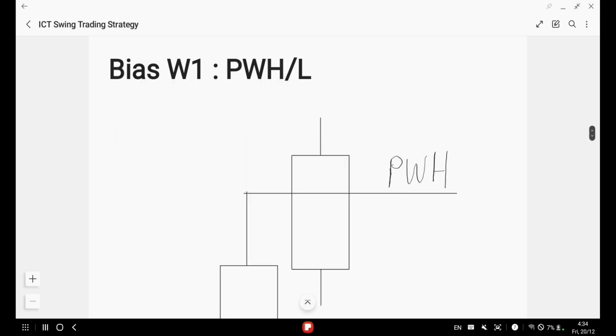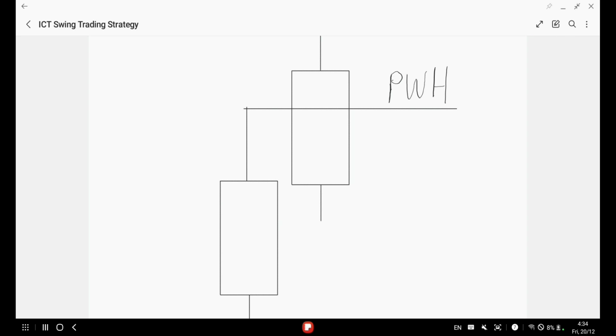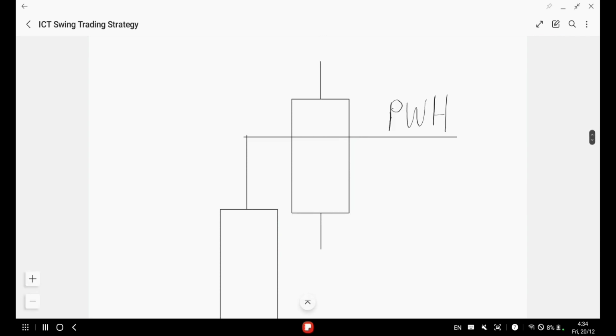This is the first example. Bias weekly, previous week high. The first one is the previous weekly candle. So the previous weekly candle has to be closing above another previous week's candle with a body close, such that when the current weekly candle opens, it should go down, tapping into the fair value gap on the lower time frame, and then proceeding to move higher towards the previous week's high.